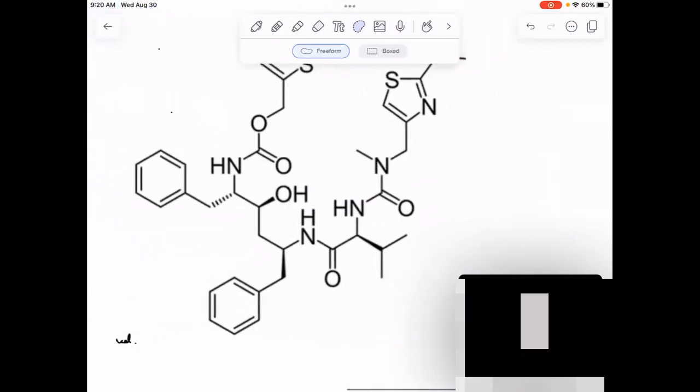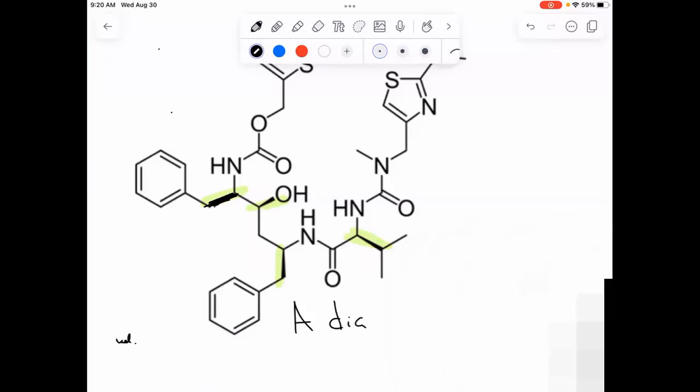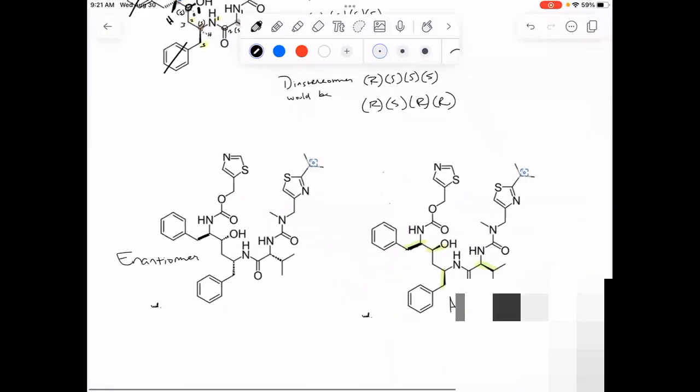If it was just a diastereomer, then we could just change this and leave the rest of the stereocenters the same. Can y'all see that? So we changed that one, but everything else stays the same. All right. Questions about that?